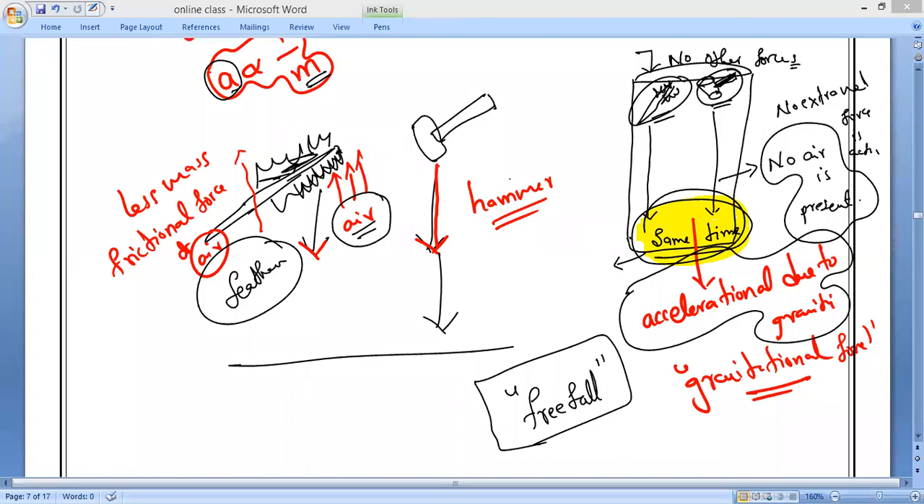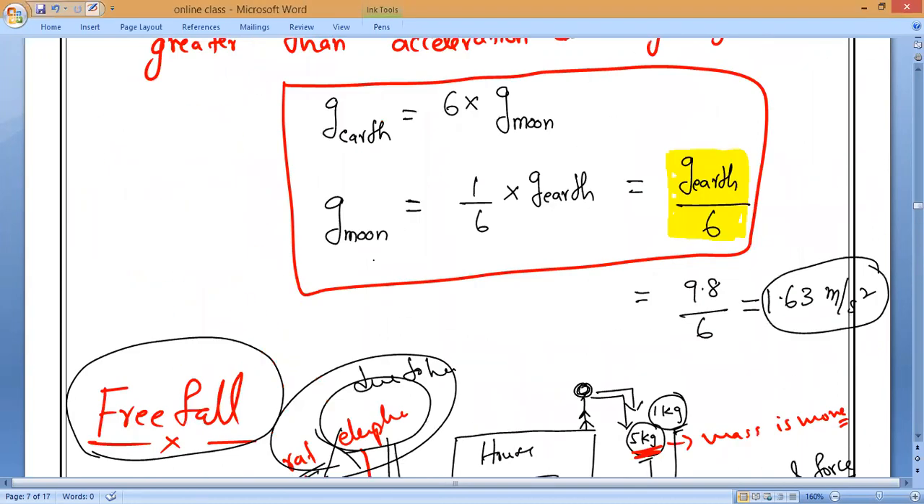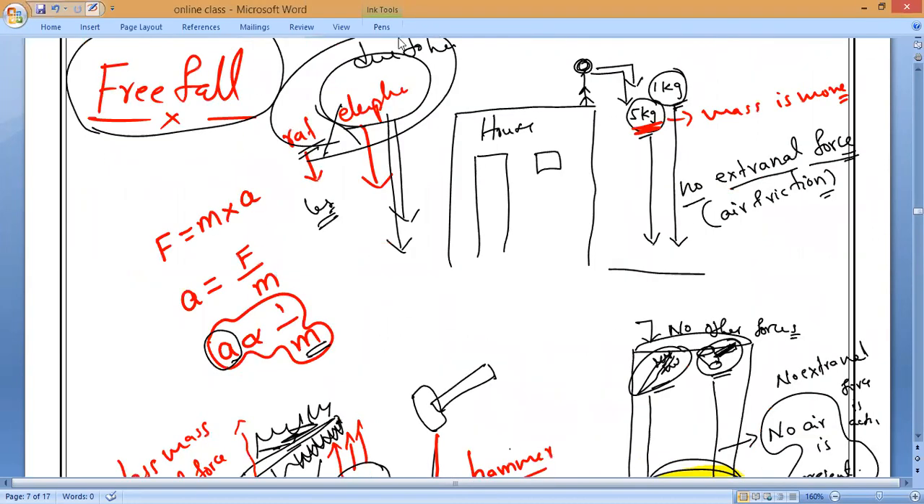No slow down, no fast. For all the bodies, the acceleration due to gravity is exerted the same. Then both will reach the ground at the same time, independent of their masses. Mass is not at all a parameter. So that is called free fall. I hope everybody understands what free fall is. Are you clear?